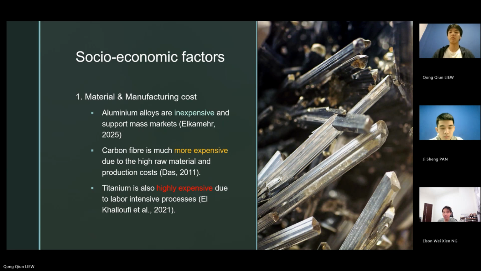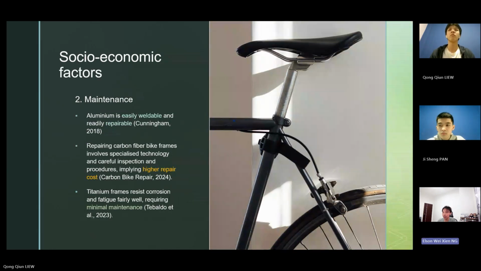Next. Maintenance-wise, aluminum still leads because it's easily weldable and repairable. And carbon fiber requires much more maintenance than aluminum does because it requires highly specialized technology. And titanium frames, on the other hand, resist corrosion well, so they require very little maintenance. And that concludes the long-term sustainability part. Now I'll pass it over to Jisheng.